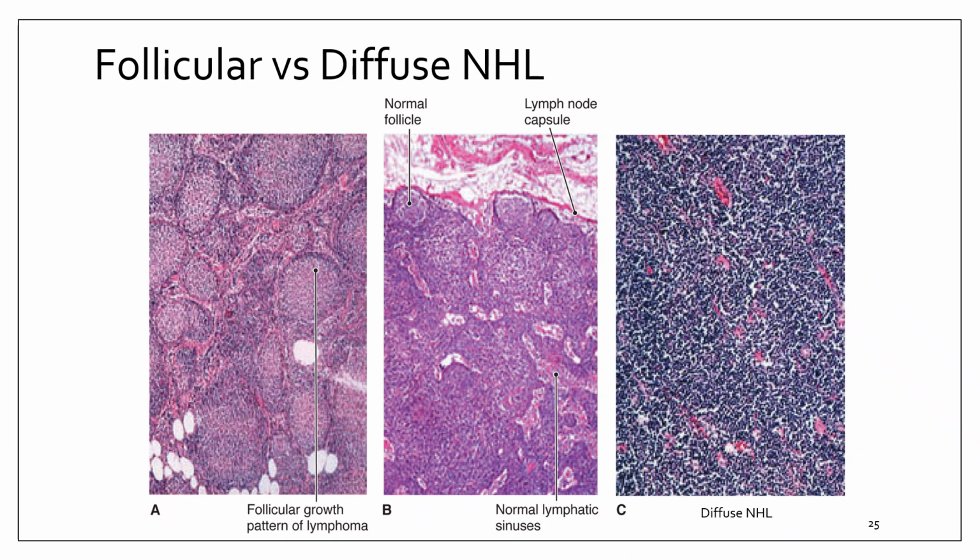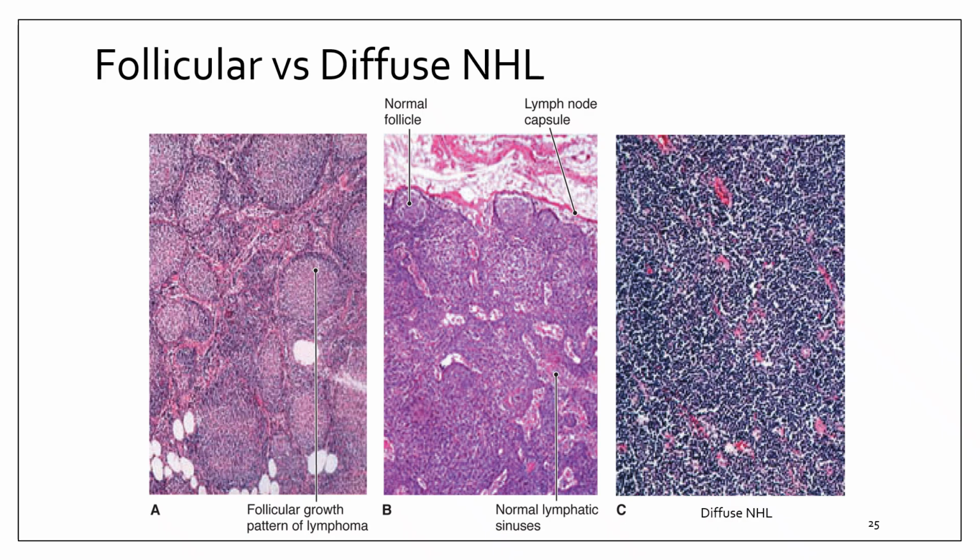So why does this matter clinically? The follicular pattern is slower progression, often managed conservatively at first, and has a long survival. The diffuse pattern is aggressive, it has rapid growth, requires prompt chemotherapy, and is potentially curable if treated early. Same cell lineage, different architecture, very different outcomes.